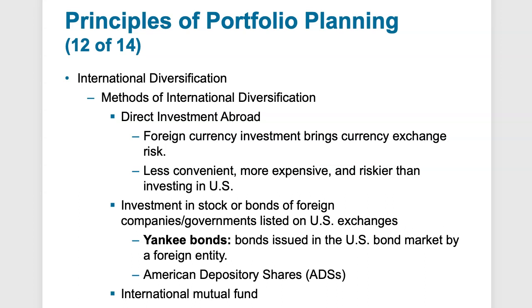Now, you can buy foreign stocks or bonds on U.S. stock exchanges. So Yankee bonds, or bonds issued in the U.S. bond market by a foreign entity. And there are also American depository shares, something we'll talk more about in a later chapter when we talk about stocks. These are a way of selling foreign stocks through American exchanges. And you can also easily buy an international mutual fund and let the mutual fund manager deal with the buying and selling of the foreign stocks.